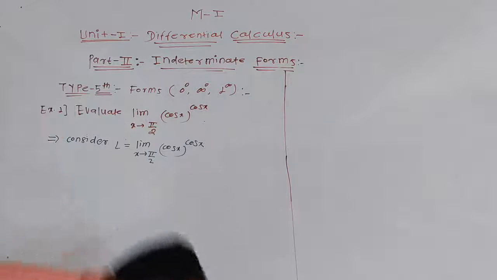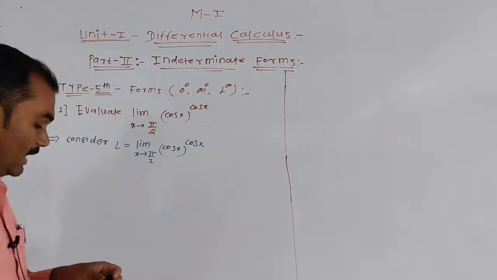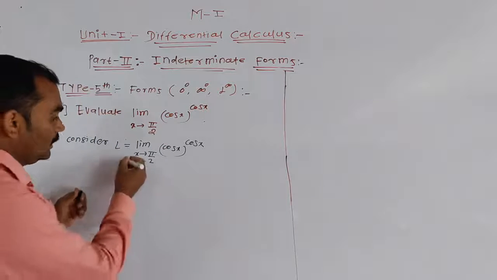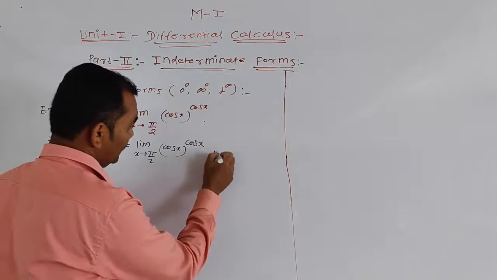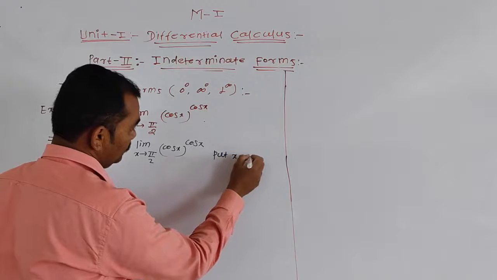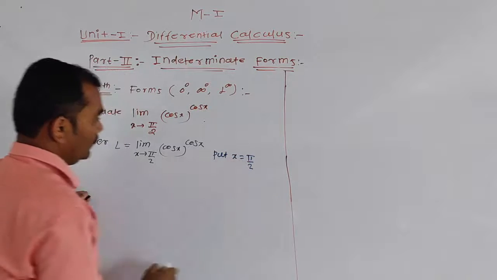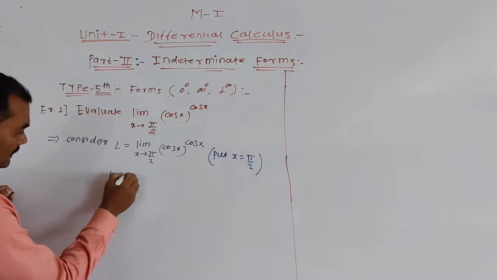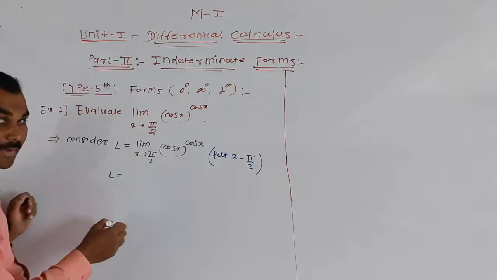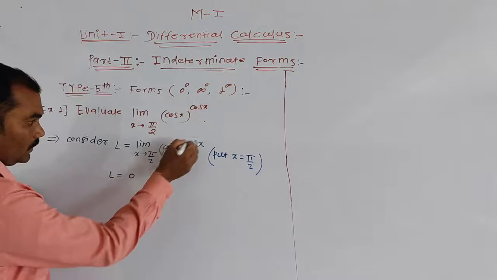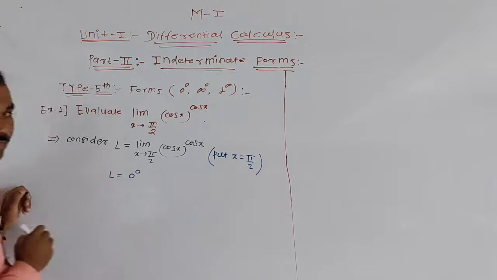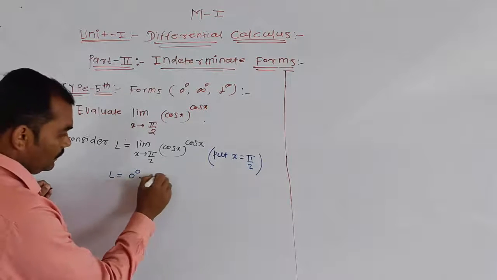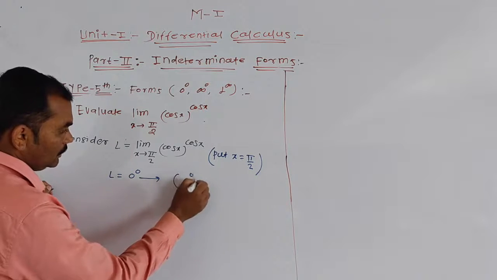Now second step, put x is equal to pi by 2 directly. What do we get? Put x is equal to pi by 2, this is L is equal to cos pi by 2, and cos pi by 2 is 0. We get 0 raised to 0 form. This belongs to 0 raised to 0 form.